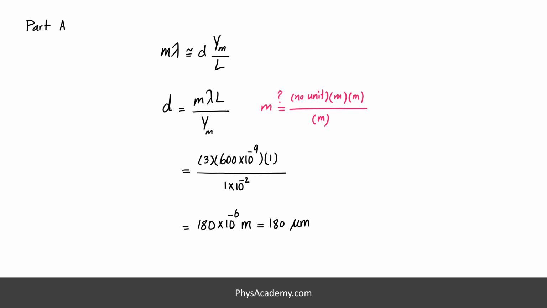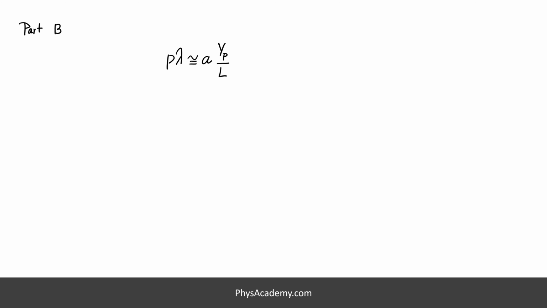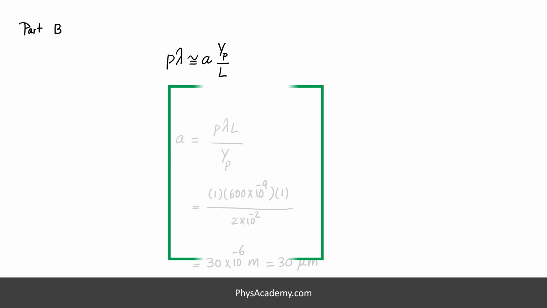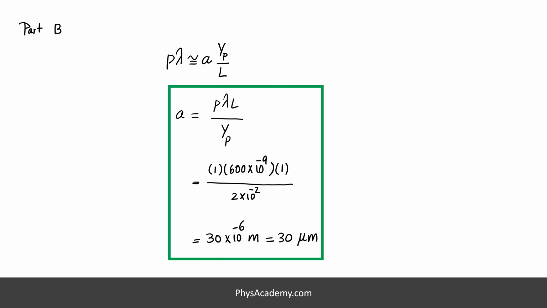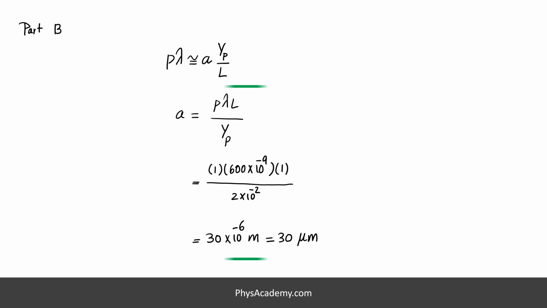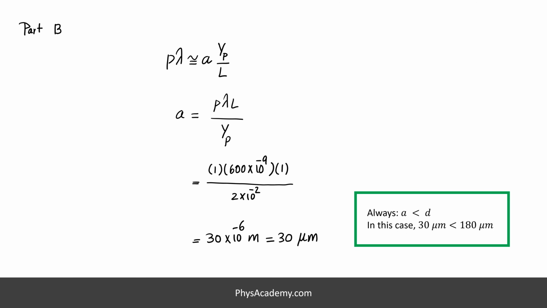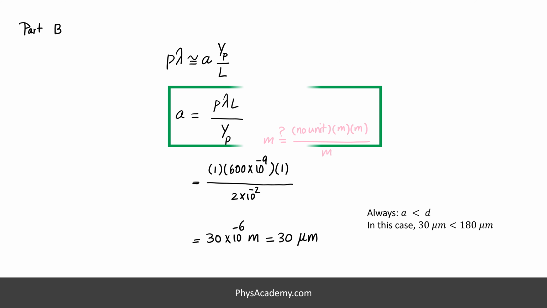In part B, we are asked to calculate the width of the slits. For this, we use the single-slit equation and follow the same steps as part A. a, or the width of the slits, is 30 micrometers. Let's check two things. First, always make sure the width of the slits is less than the distance between their centers. Otherwise, physically having such a double-slit card in the real world is impossible. Second, we check the units, and as you see, we get meters on both sides of the equation, so we are good.